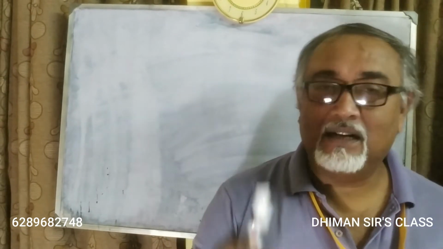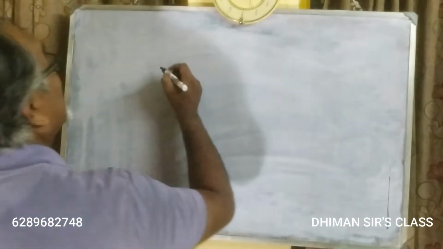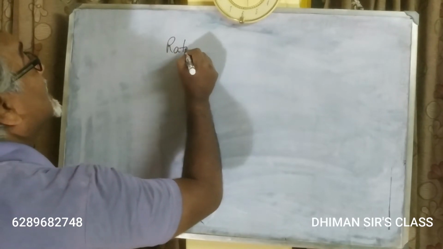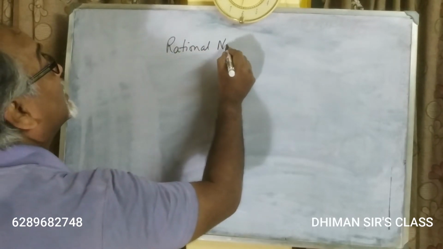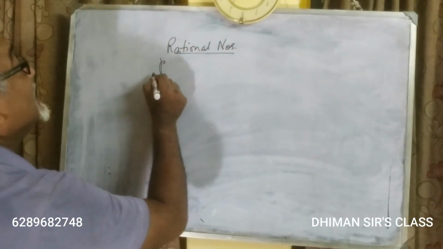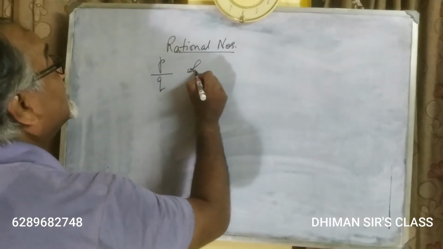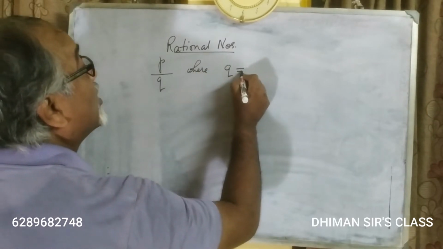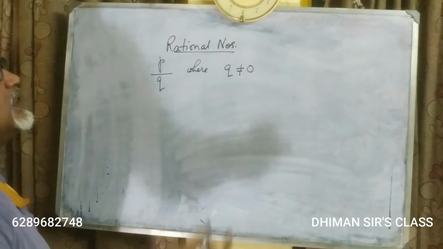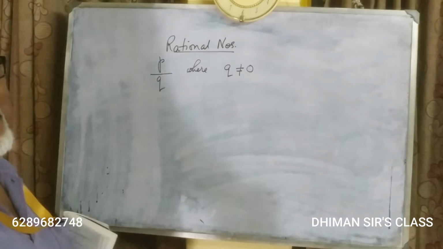So, students, let us start rational numbers. Now, what do we mean by rational numbers? Rational numbers are nothing else other than those numbers which can be written in the form of p by q, where q must not be equal to 0. If q becomes equal to 0, then the number becomes undefined.